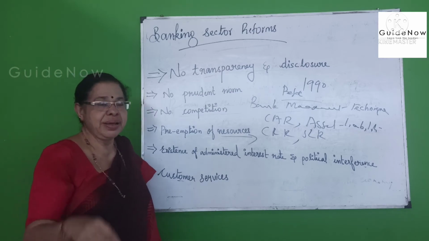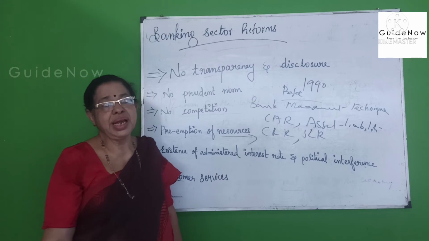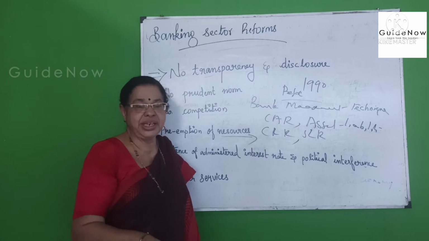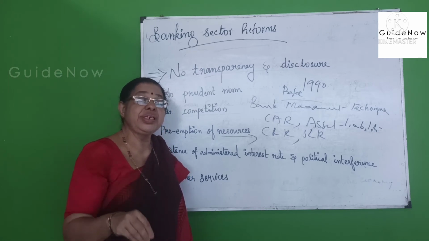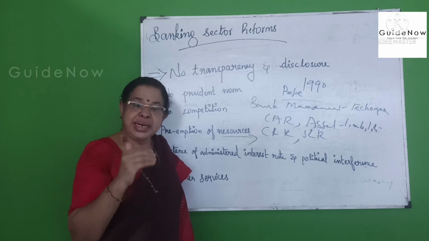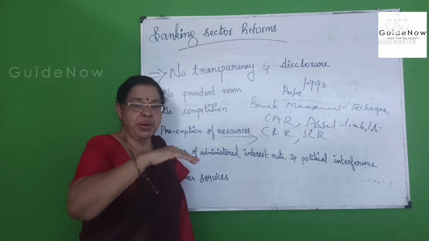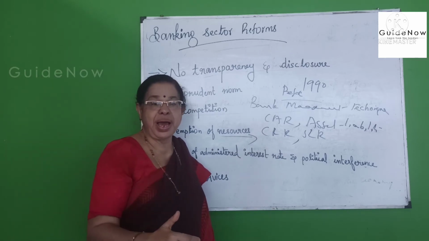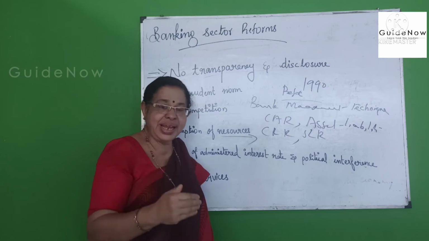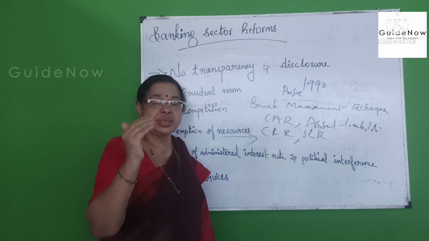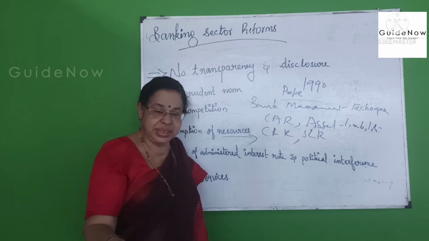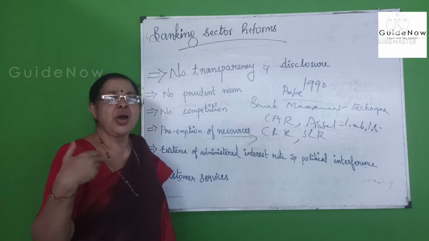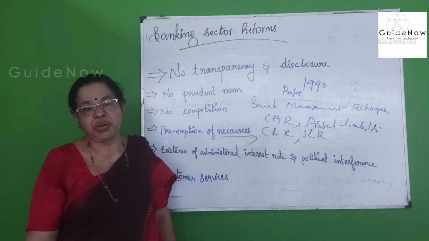This may reduce their business or transactions, and automatically adversely affect the profitability of the bank also. Another resource is SLR, the statutory liquidity ratio. Statutory liquidity ratio is another quantitative measure taken by the government or Reserve Bank to control it. Here, each and every bank keeps a certain percentage of cash, gold or securities with them, not with the Reserve Bank. So this reduces their transactions or business and adversely affects profitability.